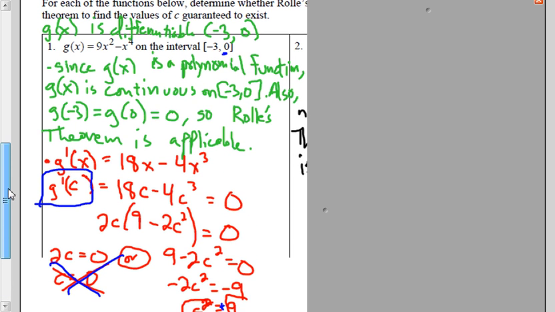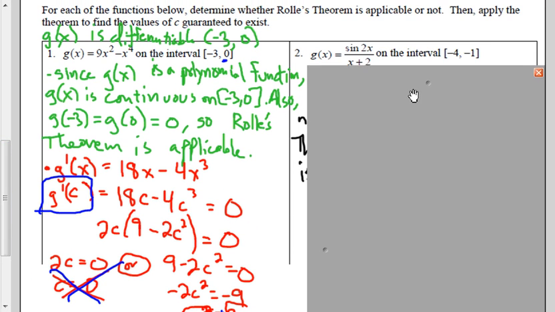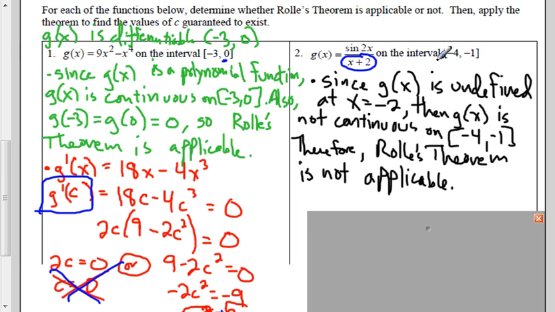Okay, let's take a look at another example. All right, so on this interval, the first thing I'm going to do is find out if it's continuous. No, excuse me, I find out that it's not continuous because when x equals negative 2, it's going to be undefined, and that's on the interval. So since it's undefined at x equals negative 2, it's not continuous on the closed interval negative 4 to negative 1, so we can't use Rolle's theorem.